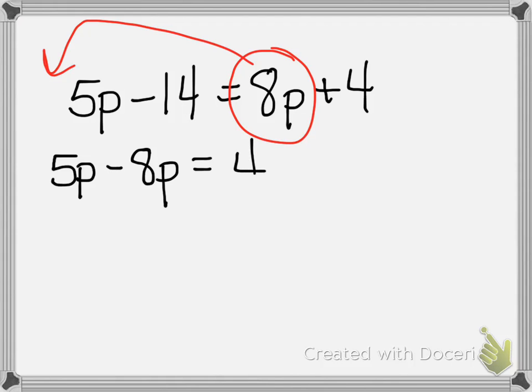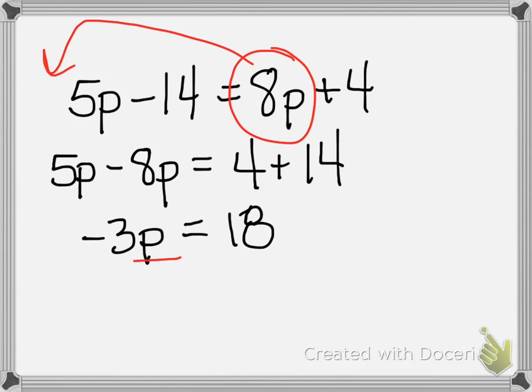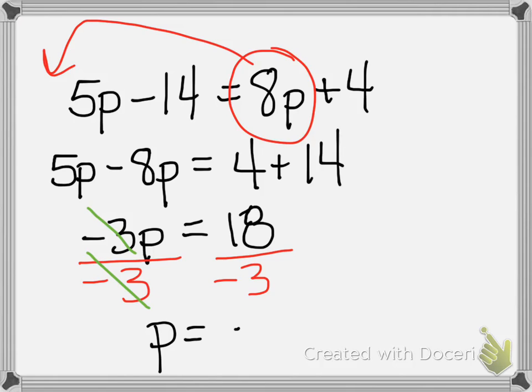So 5p minus 8p equals 4 plus 14. So negative 3p equals 18. Divide by negative 3. Negative 3's are going to cross each other out. Going to end up with p equals negative 6.